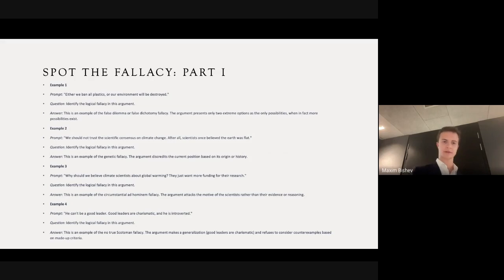Oh, that's really interesting. I've never actually encountered that fallacy. Okay, based on its origin or history. But this is basically the opposite of an appeal to authority. It's saying that the argument appeals to disauthority, right? It's saying that science can't be trusted because sometimes science is wrong, or science was wrong in the past.